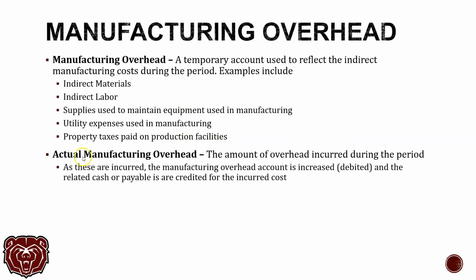So the first thing we need to talk about with the manufacturing overhead is the actual manufacturing overhead. Okay, and this is the amount of overhead that you actually incur during the period. So this is what you actually paid out in manufacturing overhead. Okay, so just note that as we incur them, the manufacturing overhead account is increased. So as we use these things, we increase the related manufacturing overhead account. Okay, and then with the related cash or payable, we credit it for the incurred costs. So crediting cash would decrease it if we paid cash. Crediting the payable would increase it if we used an accounts payable with a vendor, if we bought on credit from a vendor.